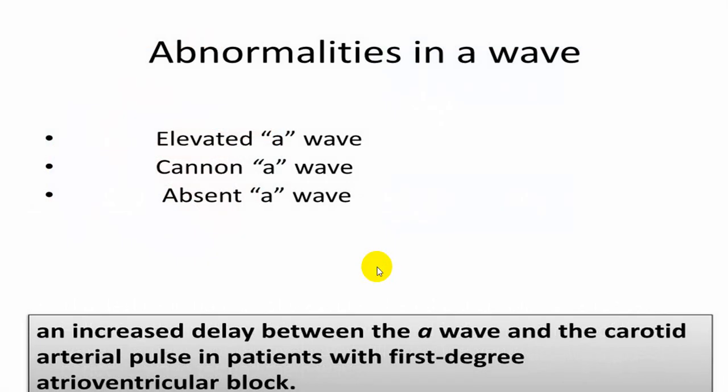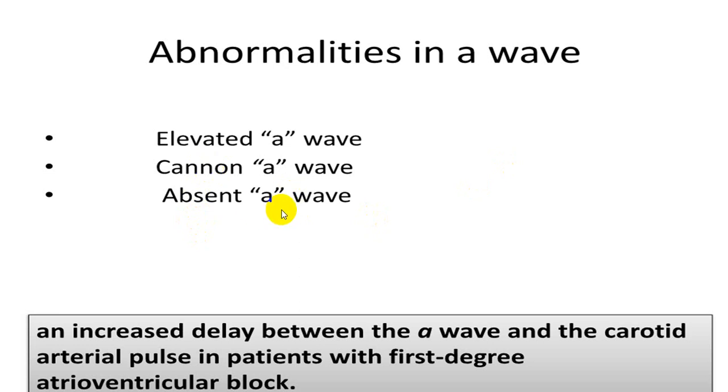Y descent. Now we are going to see what the different conditions are which will produce abnormality of the A wave. The A wave will be elevated in any condition which increases the pressure in the right atrium. So the A wave will be markedly prominent in a person who has got a tricuspid stenosis. As well as whenever the atrium and ventricle are contracting simultaneously, it will produce a giant A wave, and it is also described as cannon wave.